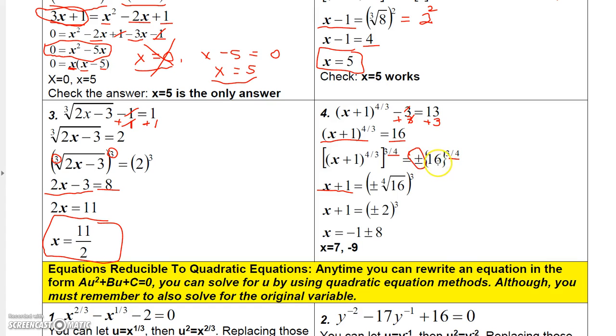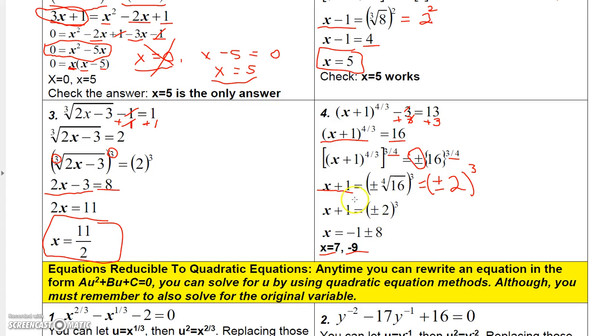Okay, so now this is the 4th root of 16. Now you know the 4th root of 16 is 2, right? Well, if you don't, you do now. So plus or minus 2, and then I have to cube that. And that's what I'm showing you down here. So when I cube 2, I get plus 8. When I cube negative 2, I get minus 8. So you actually got two answers here. You got negative 1 plus 8, which is 7, and you've got negative 1 minus 8, which is negative 9.